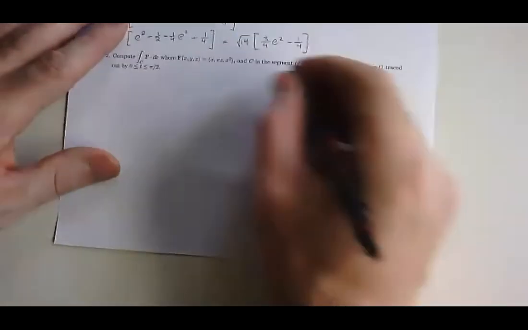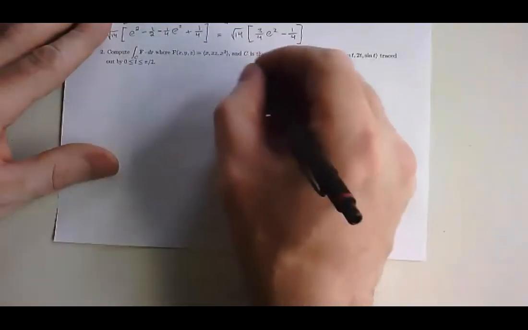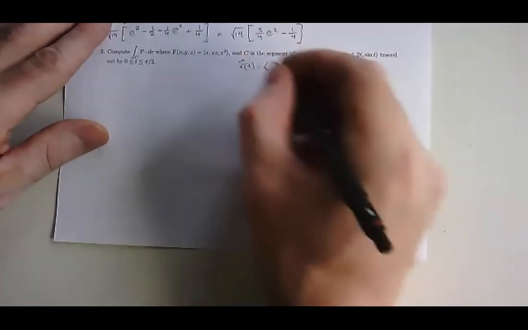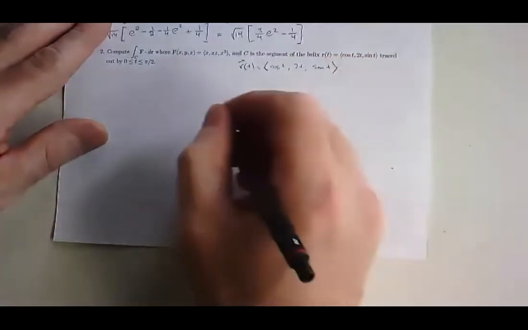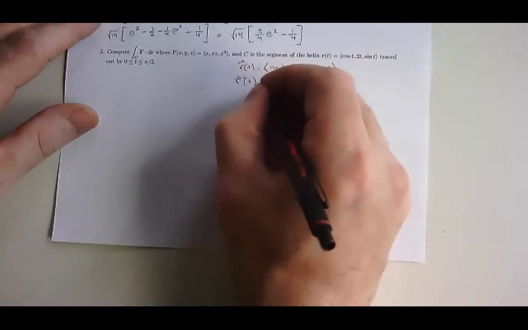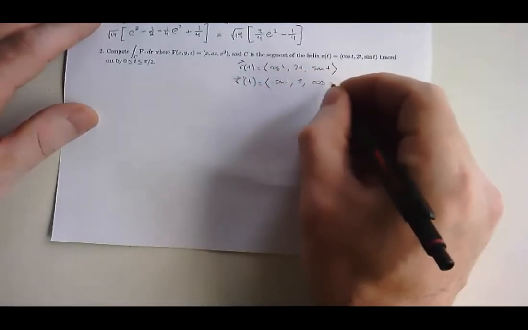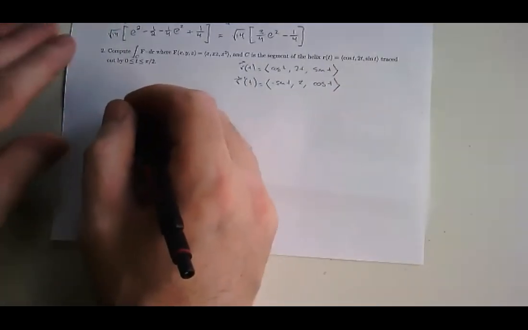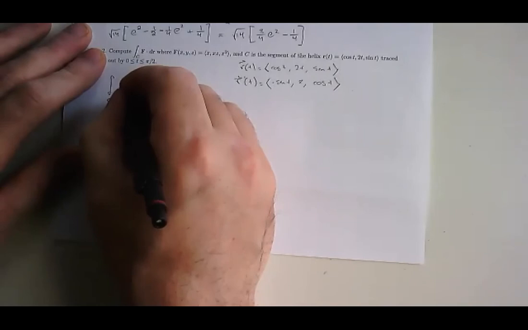So what do we have here? We have r of t is cosine t, 2t, sine t, and I'm just going to copy that here. So we have r of t is the vector cosine t, 2t, sine t. And we're going to need r prime of t. So r prime of t is negative sine t, comma 2, comma cosine t. And here's the general identity that we're going to use for this one. We want to take this line integral over the path c of f dr.